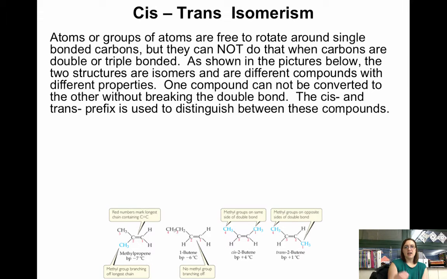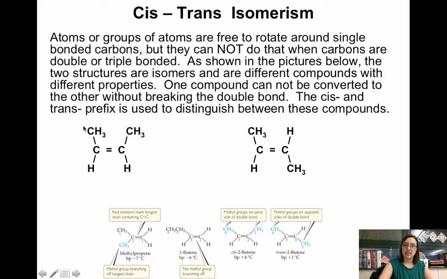Now, when we have double bonds, we have to worry about something called cis-trans isomerism. These are geometric isomers. Atoms or groups of atoms are free to rotate around single bonded carbons. They could rotate around if they wanted. But when two carbon atoms are double or triple bonded to each other, they can't rotate like that anymore.